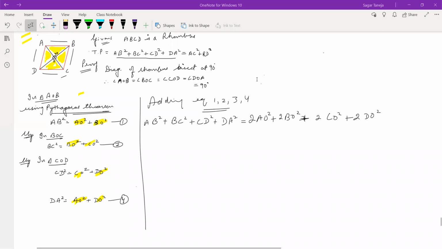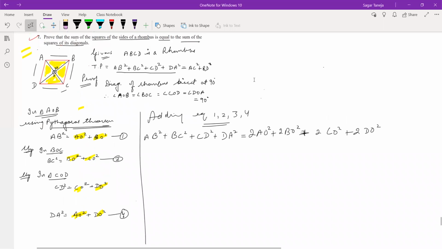Those who have not written yesterday's solution can write it down till here. We'll continue after this. Question number 7 we were doing yesterday. Let us complete this and some more questions today. I guess the chapter will get completed by Tuesday.